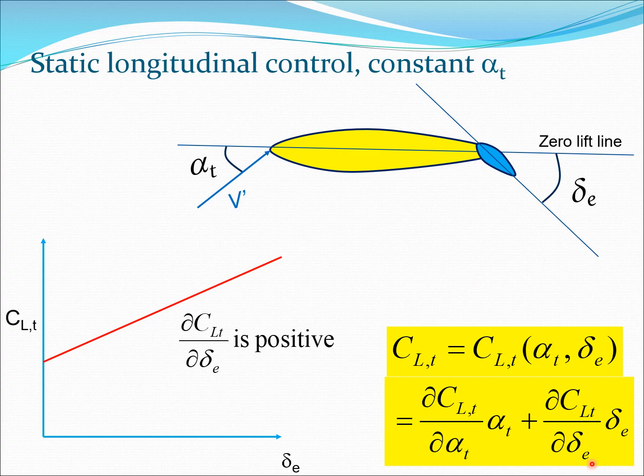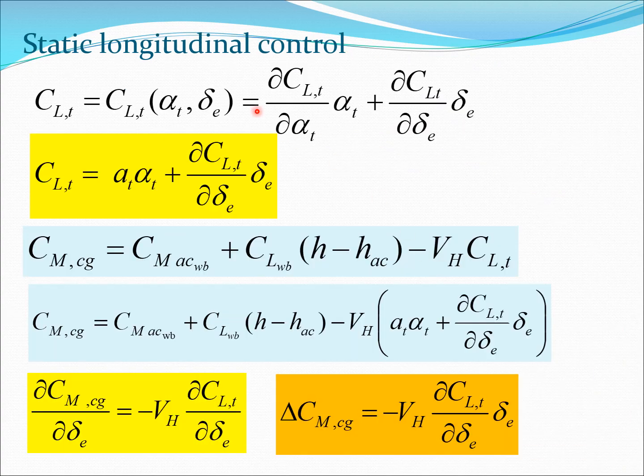You recall this from basic calculus: if there is a function of two variables, for example x and y, then I can write it like this. Then I would try to simplify this expression further and figure out what the trim control angle is. So now let's do some math here.